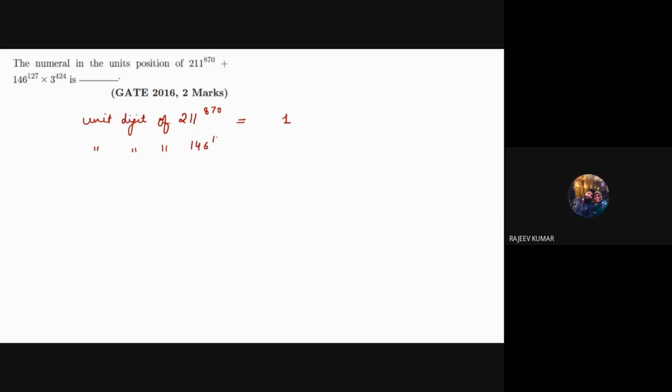तो 6 का 36, 6 तो इसका 6 ही रहने वाला है. सो मेहनत जो हमको करनी है वो 3 का निकालने के लिए करनी है, 3 raised to power 424. तो ये निकालने के लिए हम कैसे इसको अप्रोच कर सकते हैं?